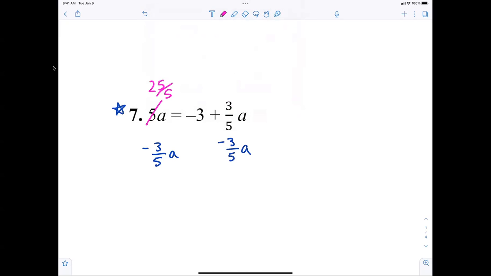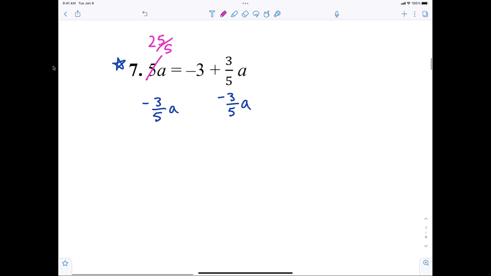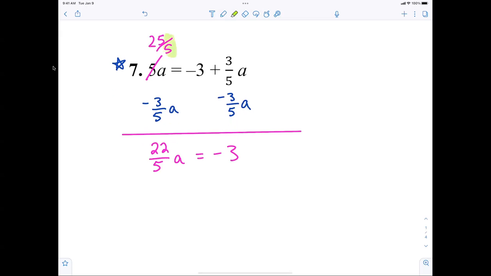Does everybody understand that? So go ahead. Now, when I do 25 minus 3, I get what? There's your answer. So I have 22 fifths A equals -3. I need everyone to make sure you understand how I got 25/5 from 5. It's just like we made a common denominator. Anybody have any questions with that?